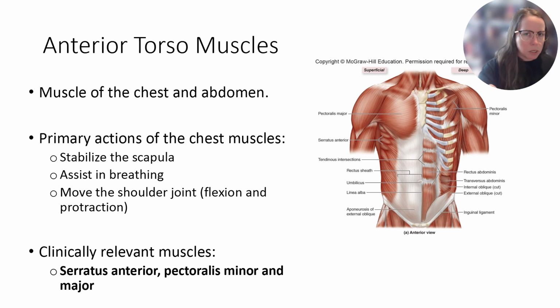Some of them are going to help stabilize your scapula. Some of them are going to help with breathing, like our intercostals. Some are actually going to move the shoulder joint itself, okay? So the three that I wanted to bring to your attention are the serratus anterior, which are the little riblets right here, the pectoralis major, which are your pecs, and then your pectoralis minor, which is deep to that. So the pectoralis major's job is to flex, and then adduct and internally rotate your arm, okay? It does a lot when you're doing a lot of pushing motions, so bench press, push-ups. That is your pec, okay?